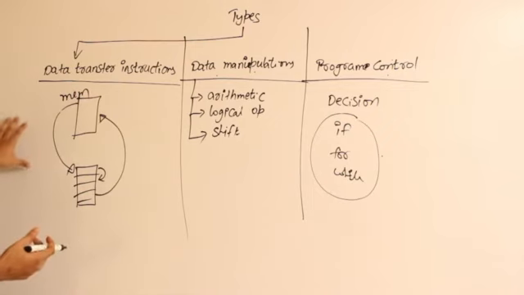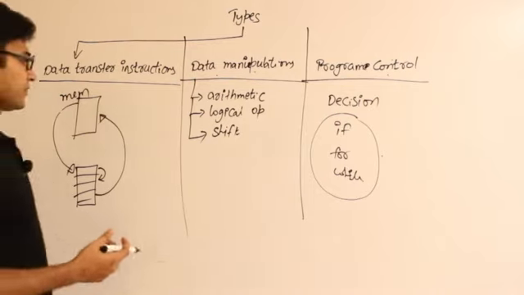Okay, so this is a very important, or the most important topic in computer architecture. We have to understand what are all the types of instructions first.